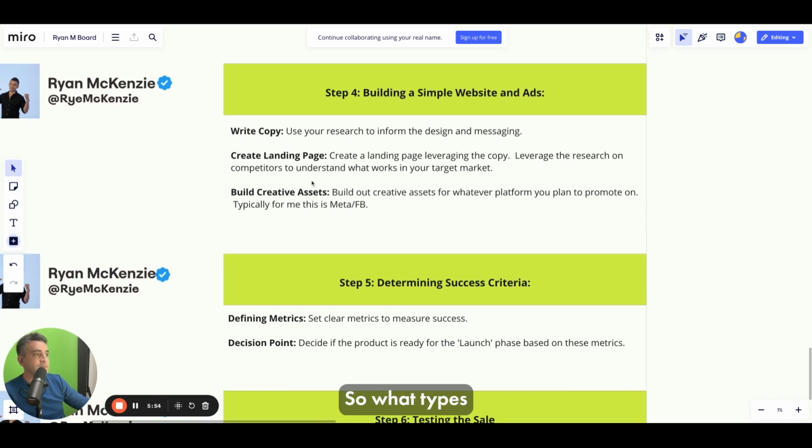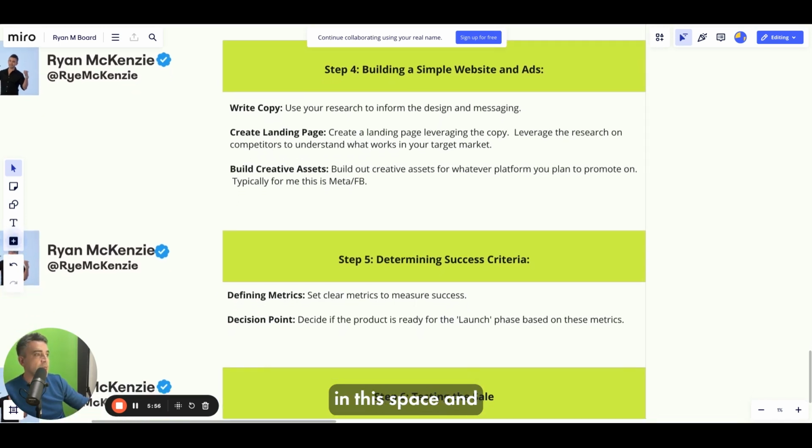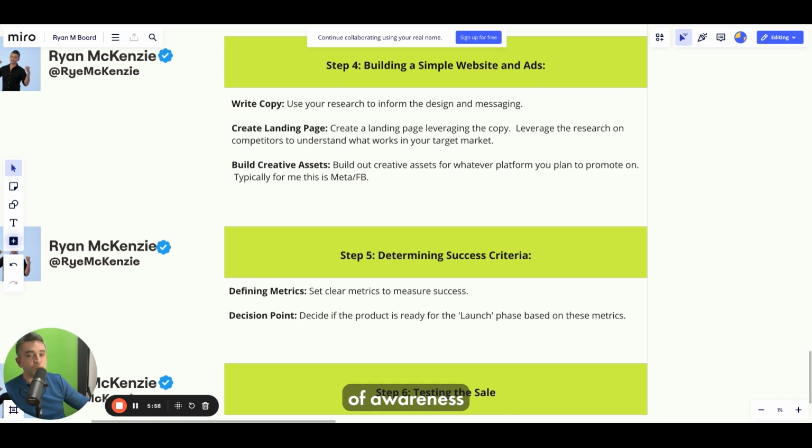So what types of ads are working in this space, and what level of awareness do they currently have? You probably should build out all the different levels of awareness.